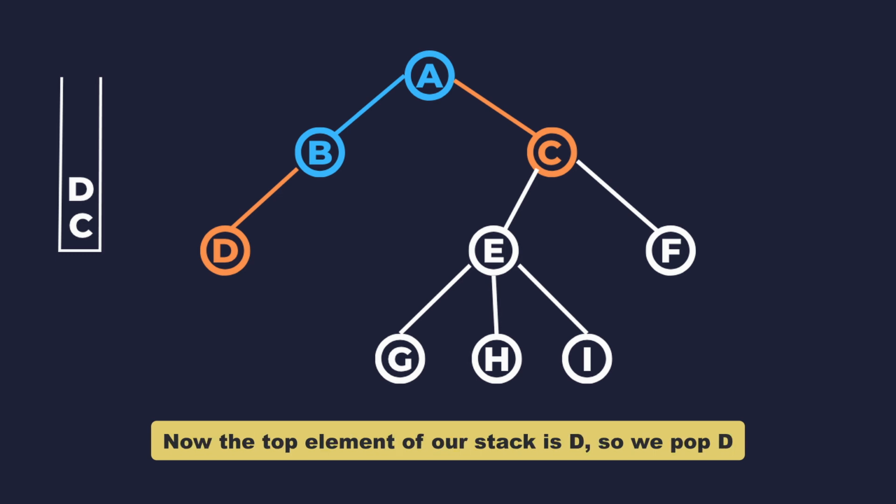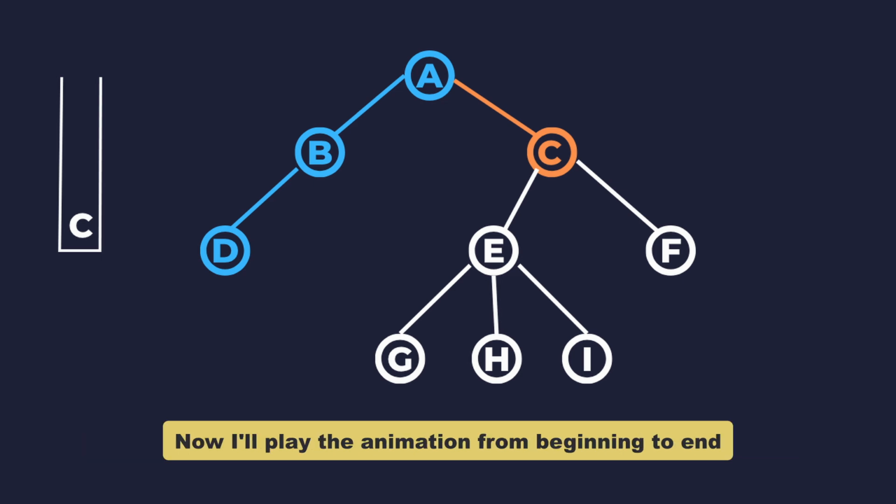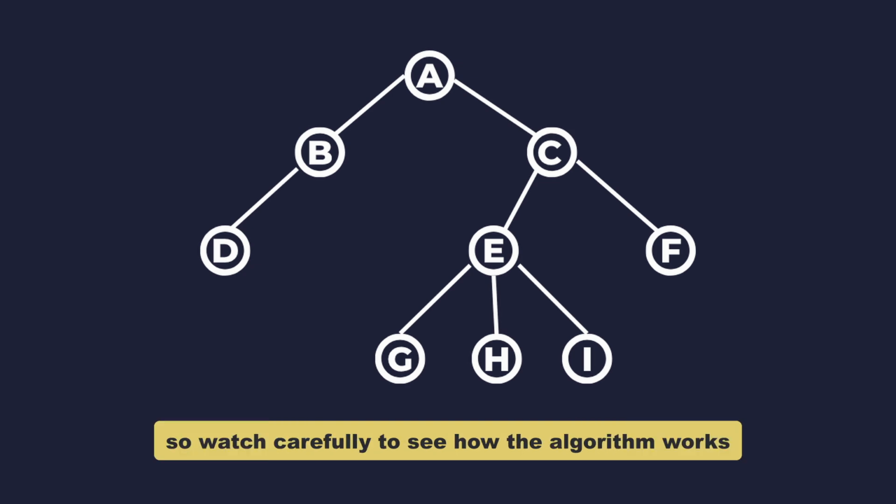Now the top element of our stack is D, so we pop D. Since D has no child nodes, there's nothing to add to the stack. Now I'll play the animation from beginning to end. There's no voiceover, so watch carefully to see how the algorithm works.